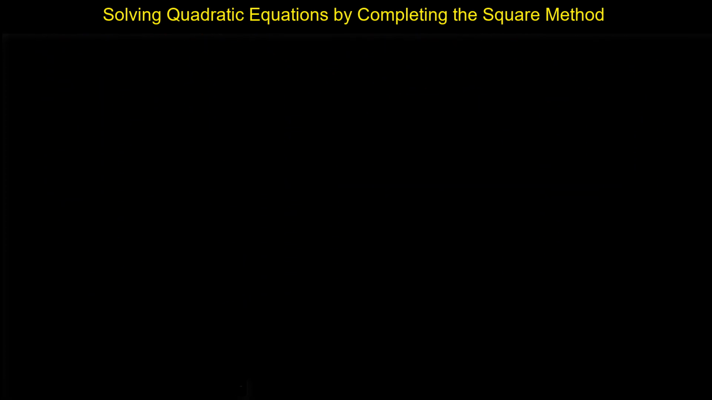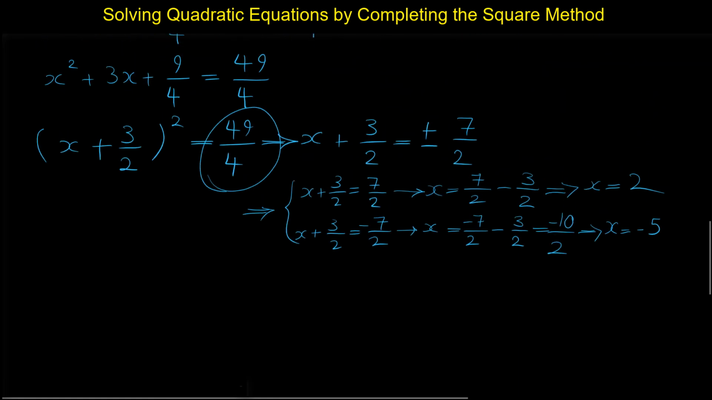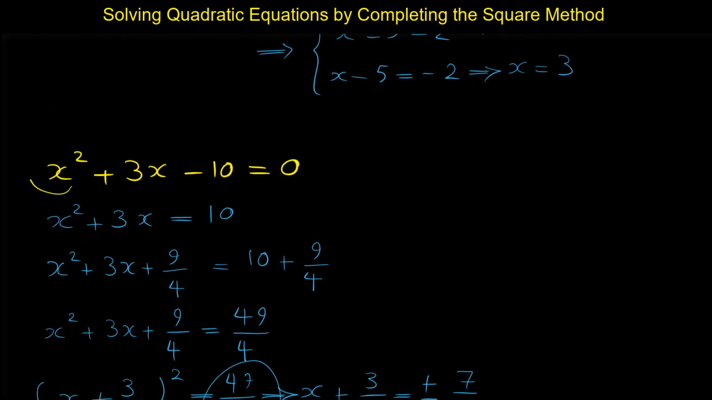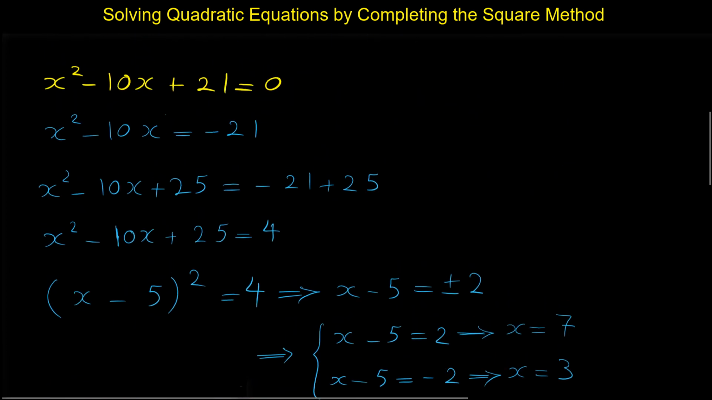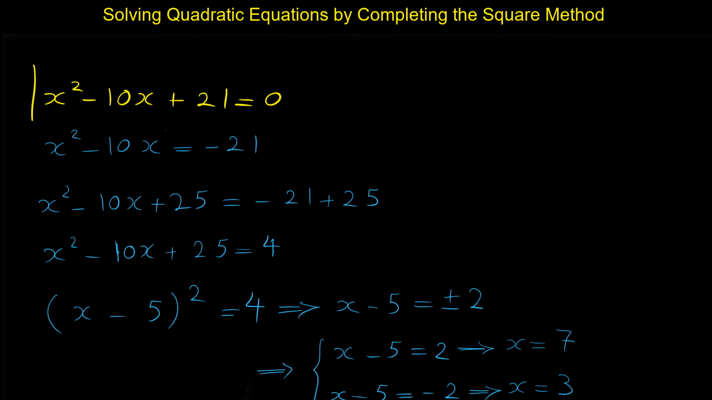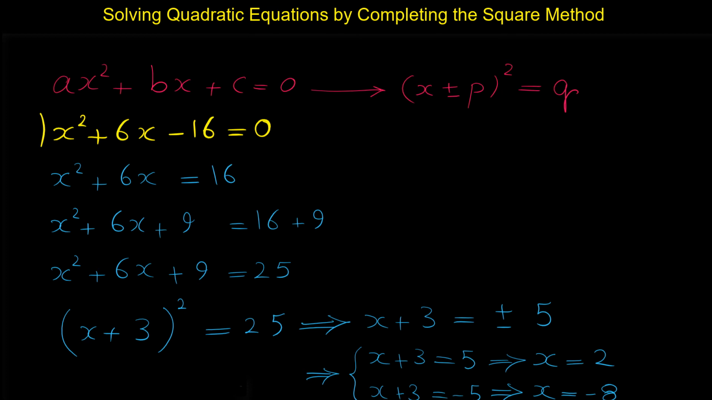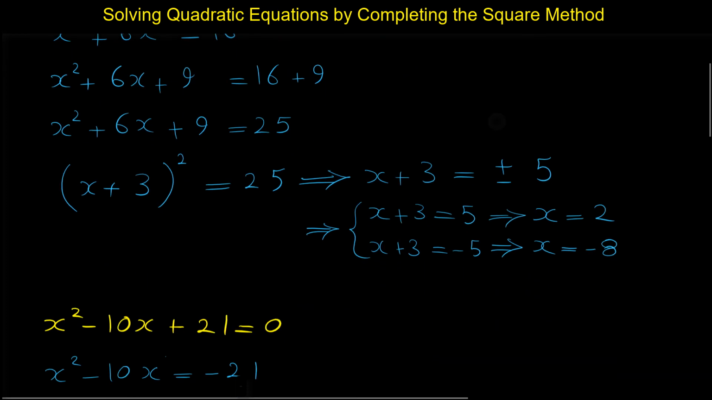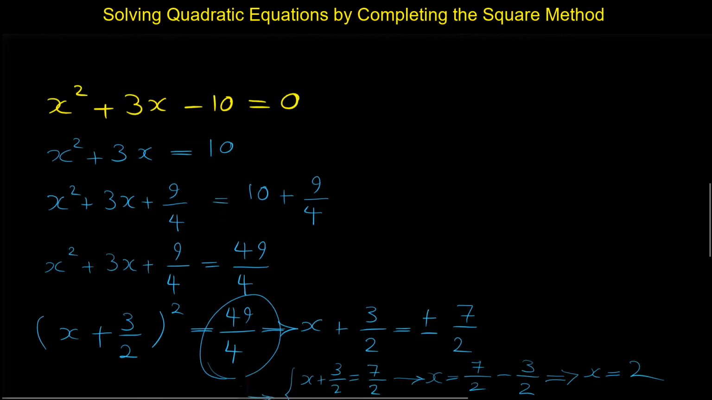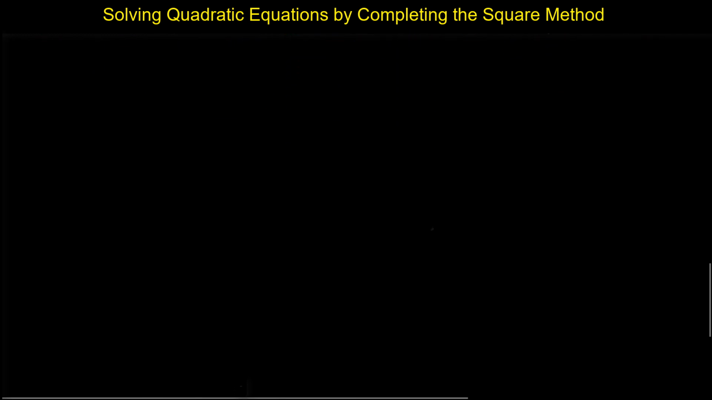Now let's do some examples where the coefficient of x squared is not 1. If you notice, in the previous examples that we did, the coefficient of x² in all the examples was 1. Here the coefficient of x² is 1. Here also the coefficient of x² is 1. And in the first example, the coefficient of x² was 1. Now we want to do an example where the coefficient of x² is not equal to 1.